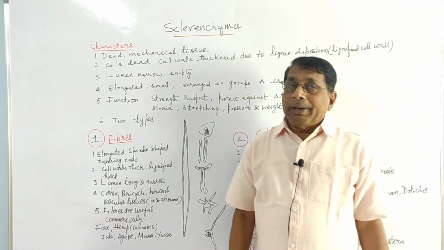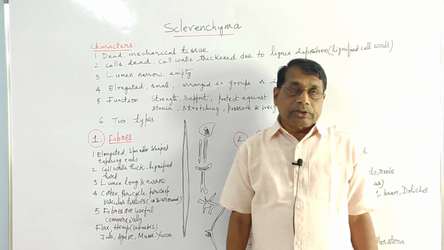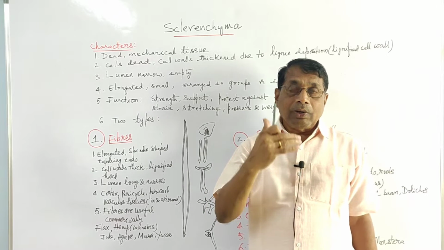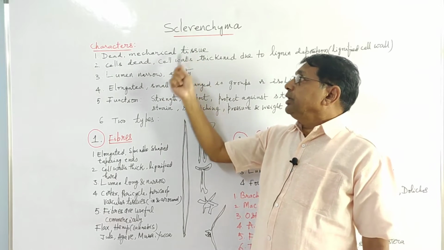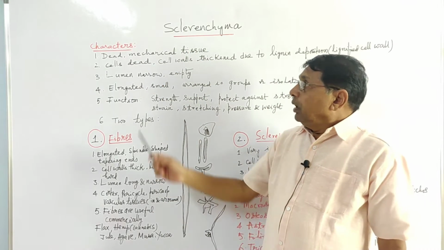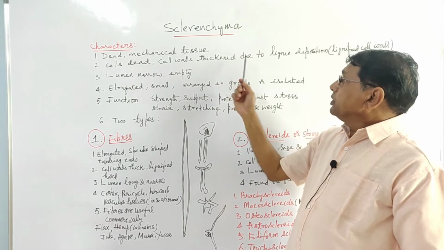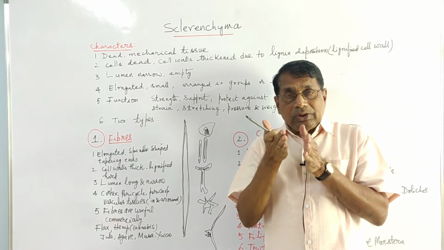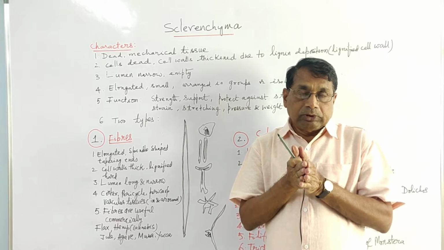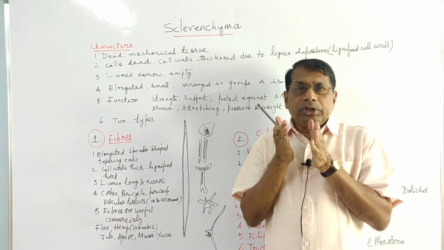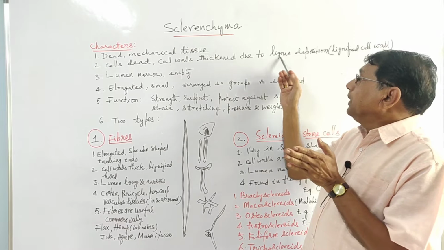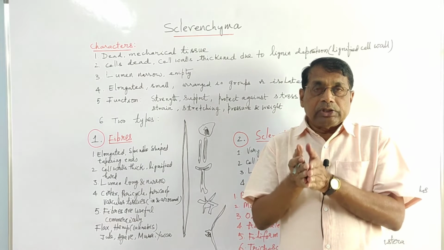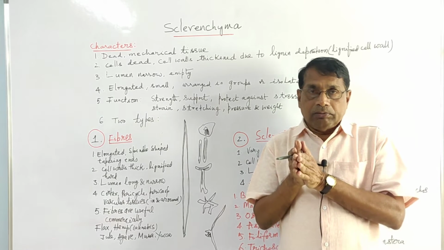It provides mechanical strength, different types of mechanical strength, just like collenchyma. But the mechanical strength provided by collenchyma is different. Here it is different. Cells dead, cell walls thickened. Cell walls are very thickened towards the cytoplasm side. The cell walls are deposited with a heavy amount of lignin, lignified. The lignin is deposited in the form of secondary cell wall.